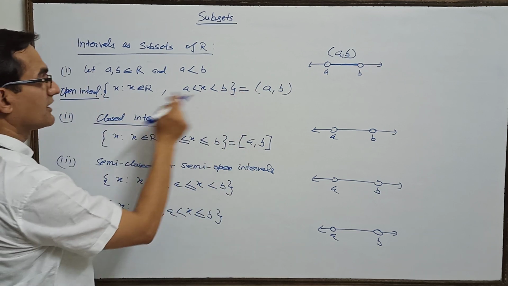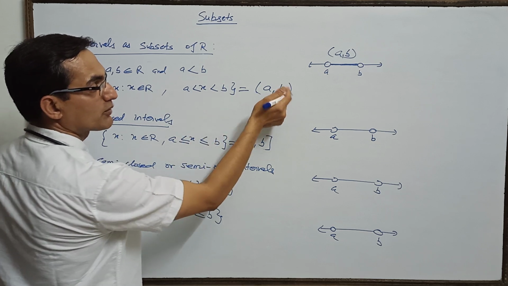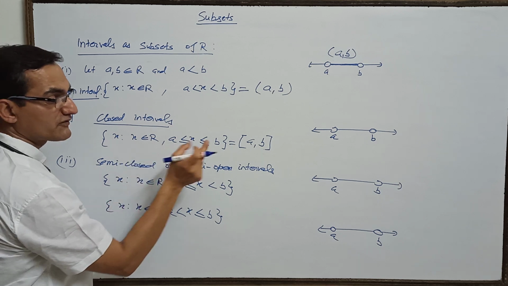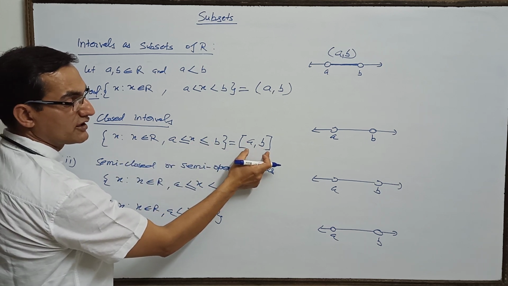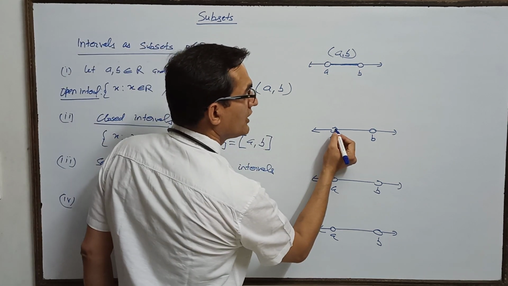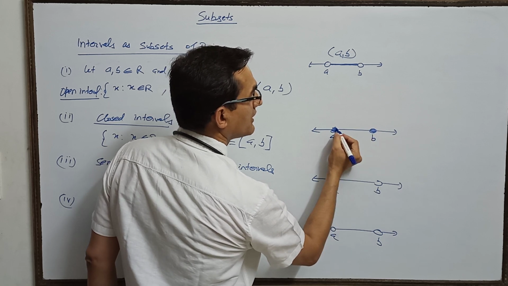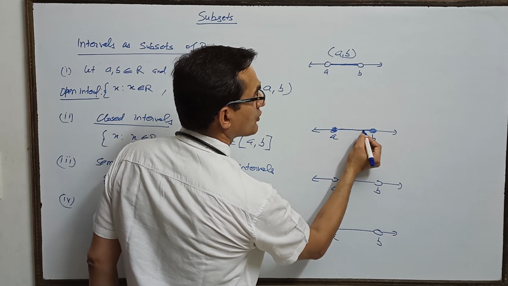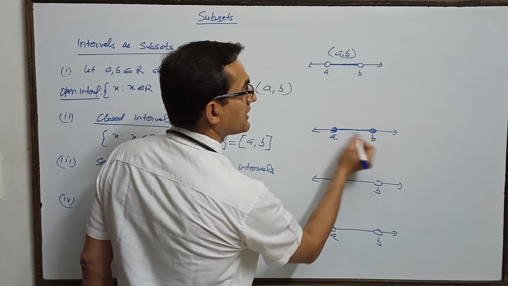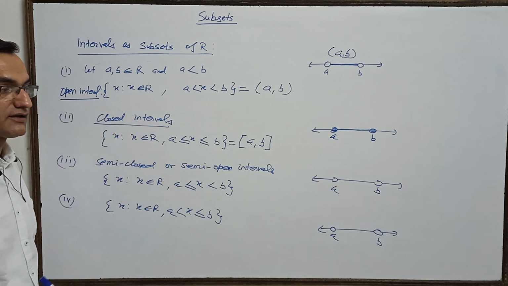In the open interval, what was it? A and B were not included. That's why this small bracket was used. And in this one, this is the closed interval. Closed means A and B are also included in this interval. If we write it on the number line, we will shade these A and B. Both A and B are included, and all the real numbers in between A and B. So this represents the closed interval.